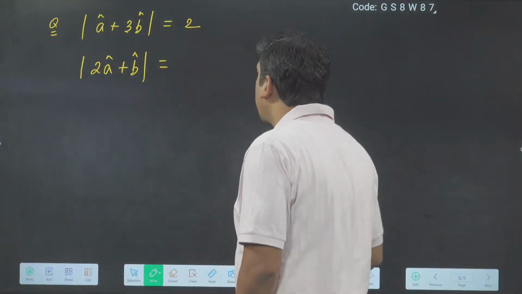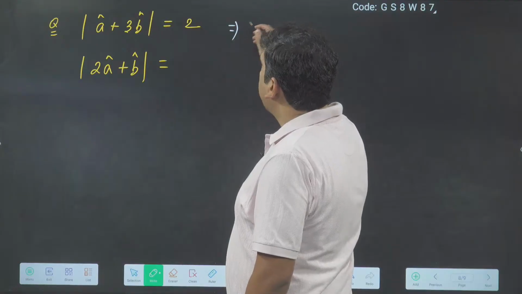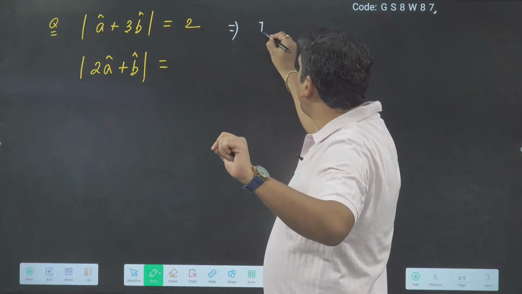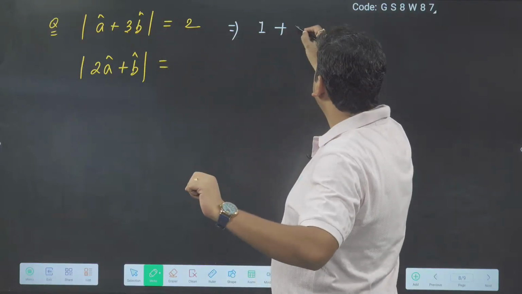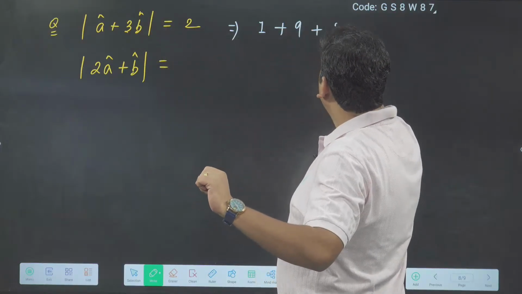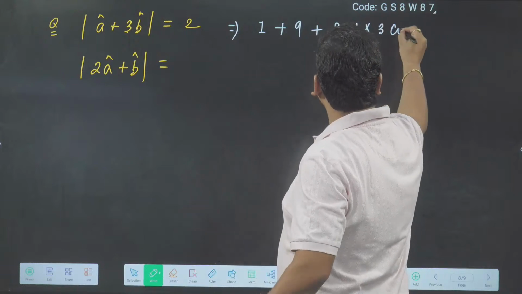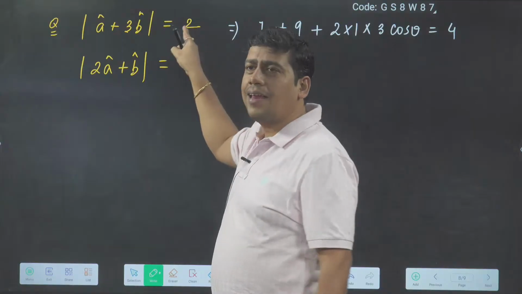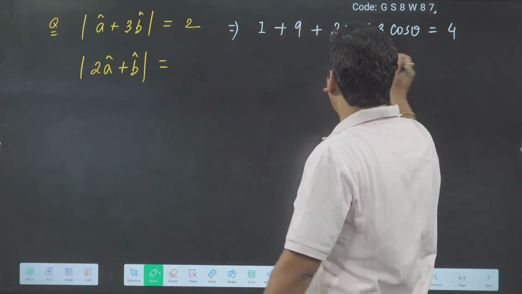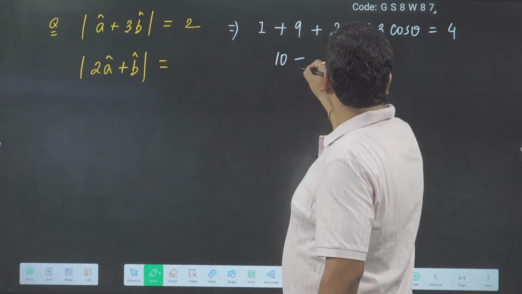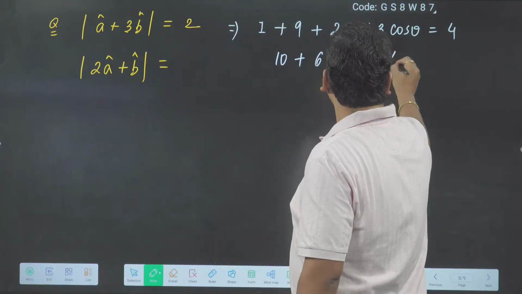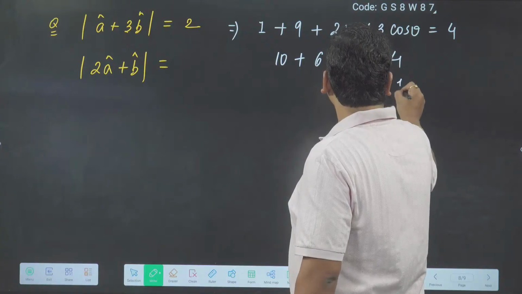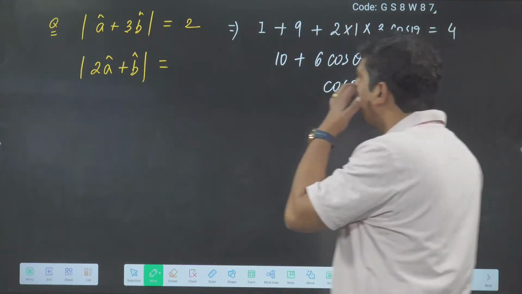Okay, let's check. So from here we will get a square, a cap magnitude is 1. So it will be 1 plus 3b means 3 square 9 plus 2 into 1 into 3 into cos theta equal to 4. Because under root will be there, I will not do this mistake again. Then it will be 2 square, which is 4. So it will become 10 plus 6 cos theta is 4. So cos theta we are getting minus 1. Cos theta is minus 1.